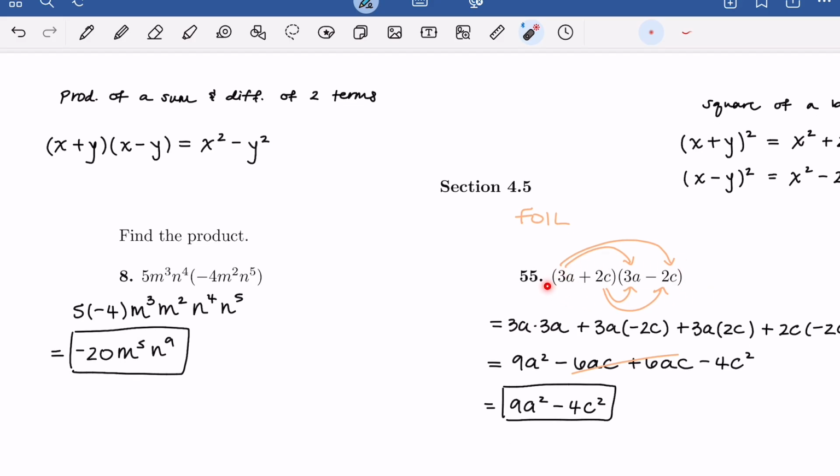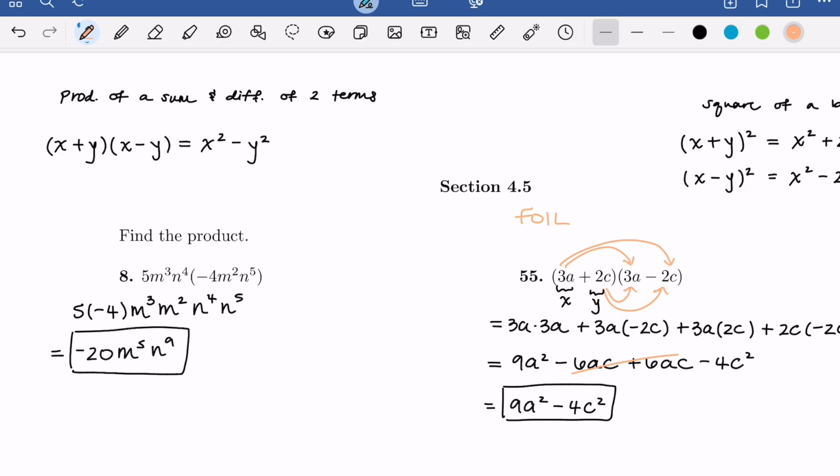So looking at this product here, notice that this is the product of a sum and a difference of the same two terms. Now, in this case, we're going to think of this 3a as our arbitrary x. This is our first term when we're taking the product of this sum and difference. And then our second term, which we're going to call y, is going to be this 2c here. So essentially, we're just going to have x plus y and x minus y, and we're going to plug it directly into this equation here.